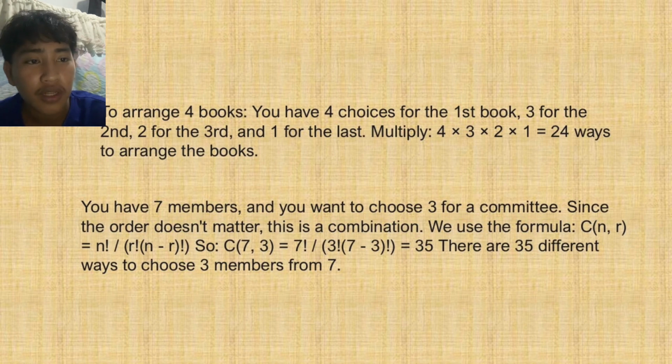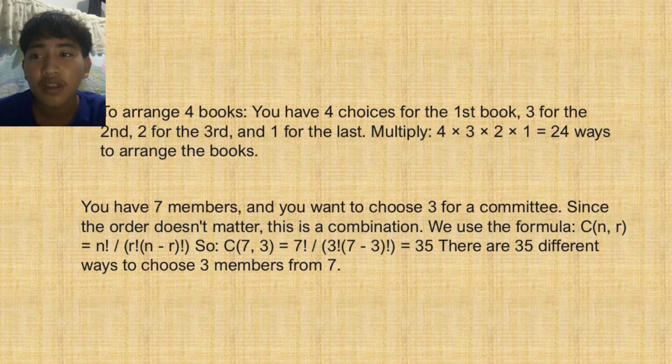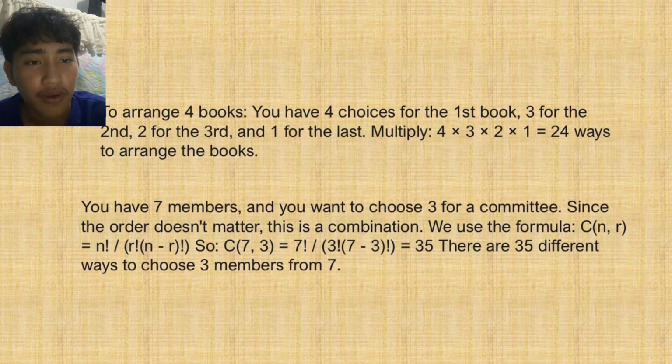You have 7 members and you want to choose 3 for a committee. Since the order doesn't matter, this is a combination, which uses the formula C(n, r) equals n factorial divided by r factorial times n minus r factorial. C(7, 3) equals 7 factorial divided by 3 factorial times 7 minus 3 factorial, which is equal to 35. There are 35 different ways to choose 3 members from 7.